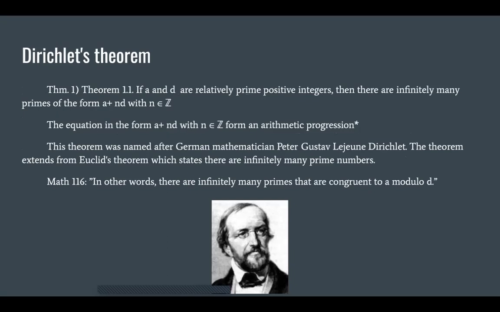So for example, if you take the difference between two consecutive numbers and the difference is always the same constant, then it is an arithmetic sequence. On the next slide, we'll look at a table with more examples to see what it actually looks like. Just some quick history: the Dirichlet theorem was named after the German mathematician Peter Gustav Lejeune Dirichlet.